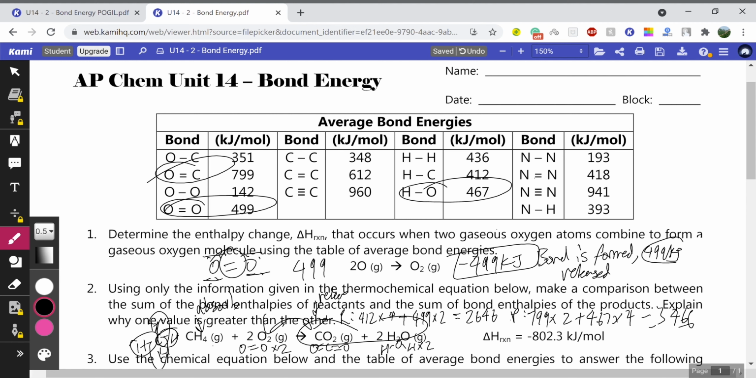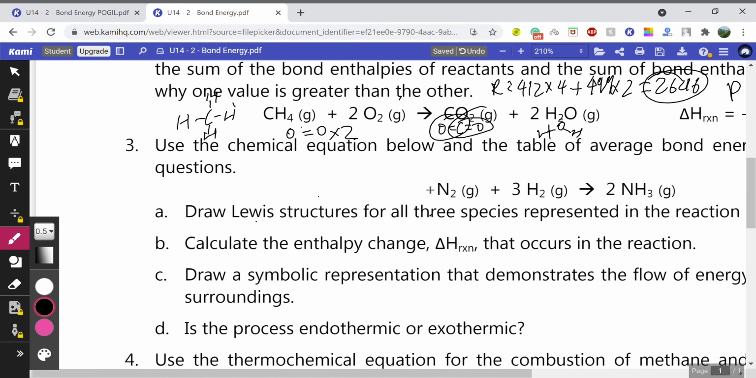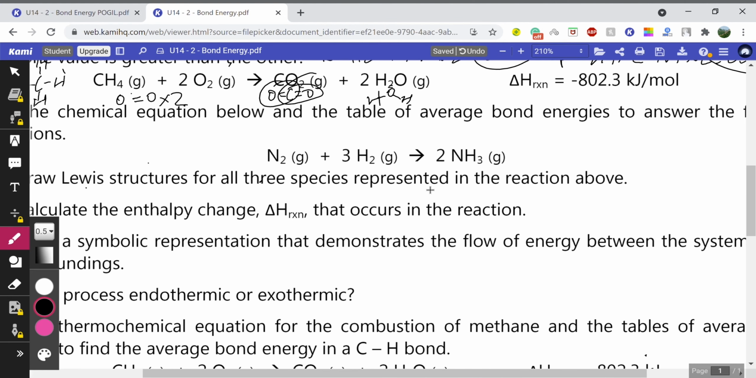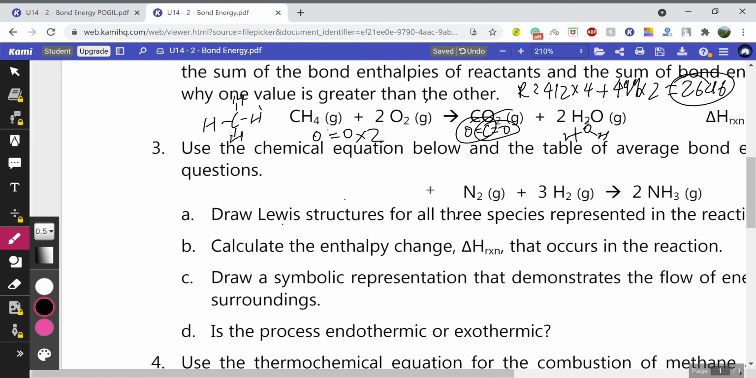Since the overall energy is released, that means our energy in products will be greater than our energy in reactants. Now next we need to use the chemical equation below and the table of average bond energies to answer the following questions. Draw the Lewis structure for every single species.